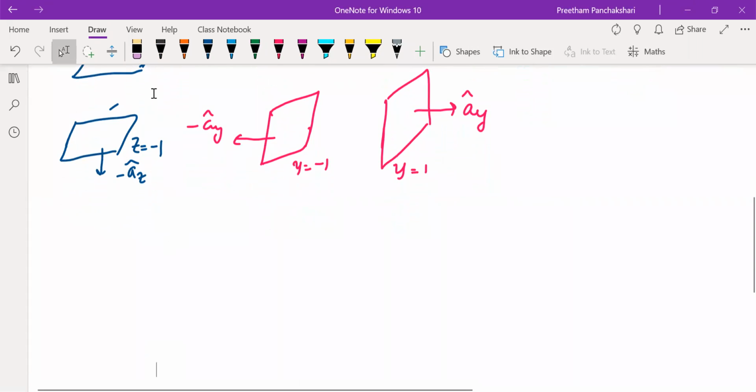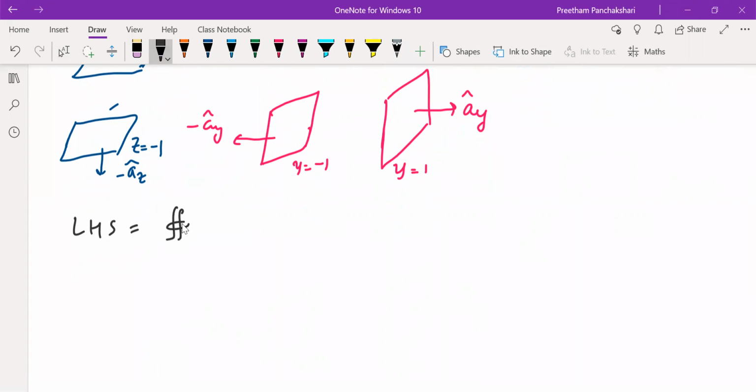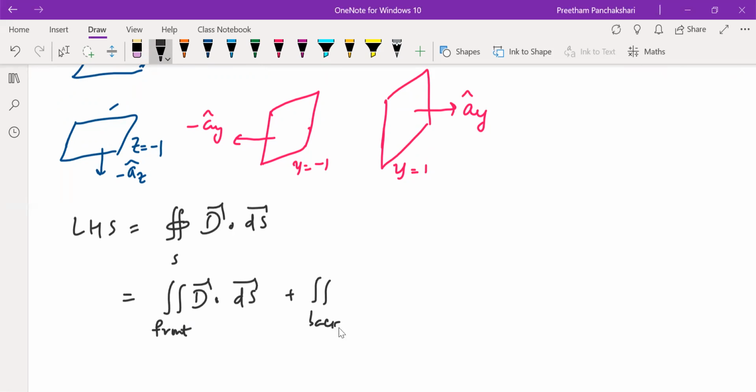So with this discussion, we shall start with the evaluation of the left-hand side, that is closed surface integration of D. So first, I split the closed surface integration into 6 different integrals. One on the front face. Similarly, second one will be on the back face. Then right, then left, then top face, then bottom.